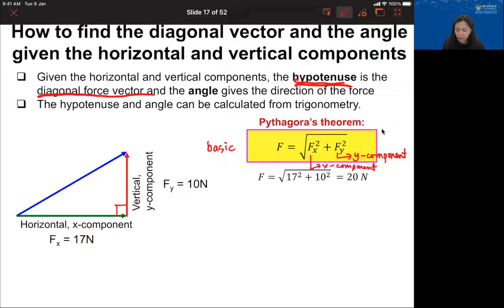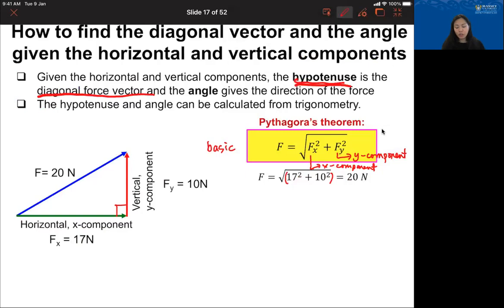Pythagoras theorem says you get the value of the x component, 17, square that, get the y component, which is 10 newtons, square that, add them both together, and then get the square root, and you should get 20 newtons. If you're having a problem with your calculator, try putting brackets before getting the square root, and you should get 20 newtons for the magnitude or size of the net force. So you should get 20 newtons for this diagonal net force.